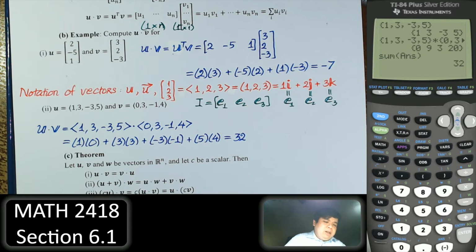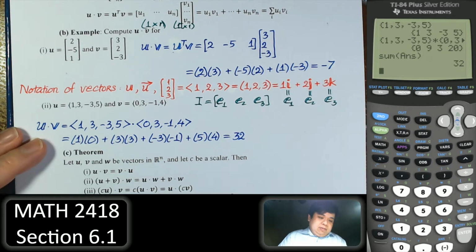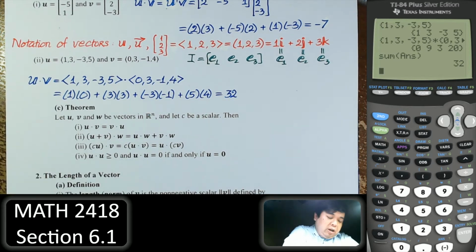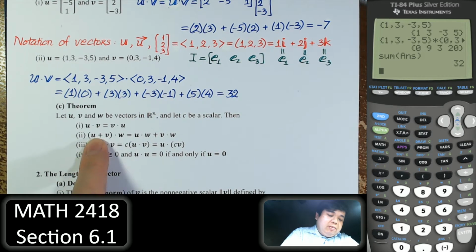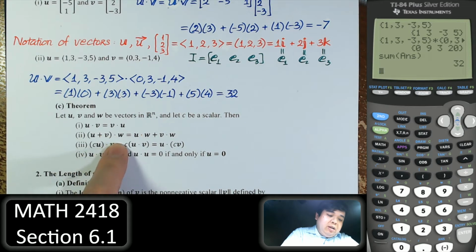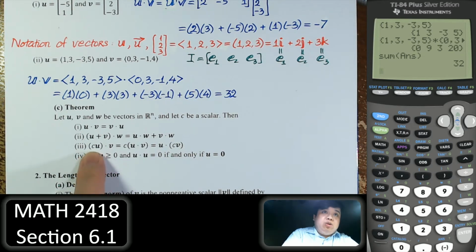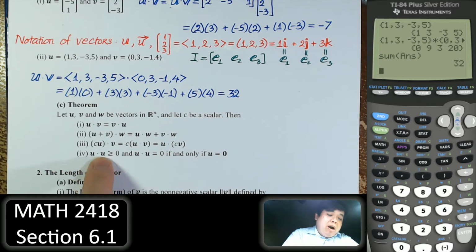Right, so next we have this here. Let u, v, w be vectors in Rn, and let c be a scalar, which is a real number. Then the dot product is commutative. It is also distributive and associative with the scalar multiplication. And then the dot product of a vector with itself is greater than or equal to 0, and is equal to 0 if and only if it is the 0 vector.